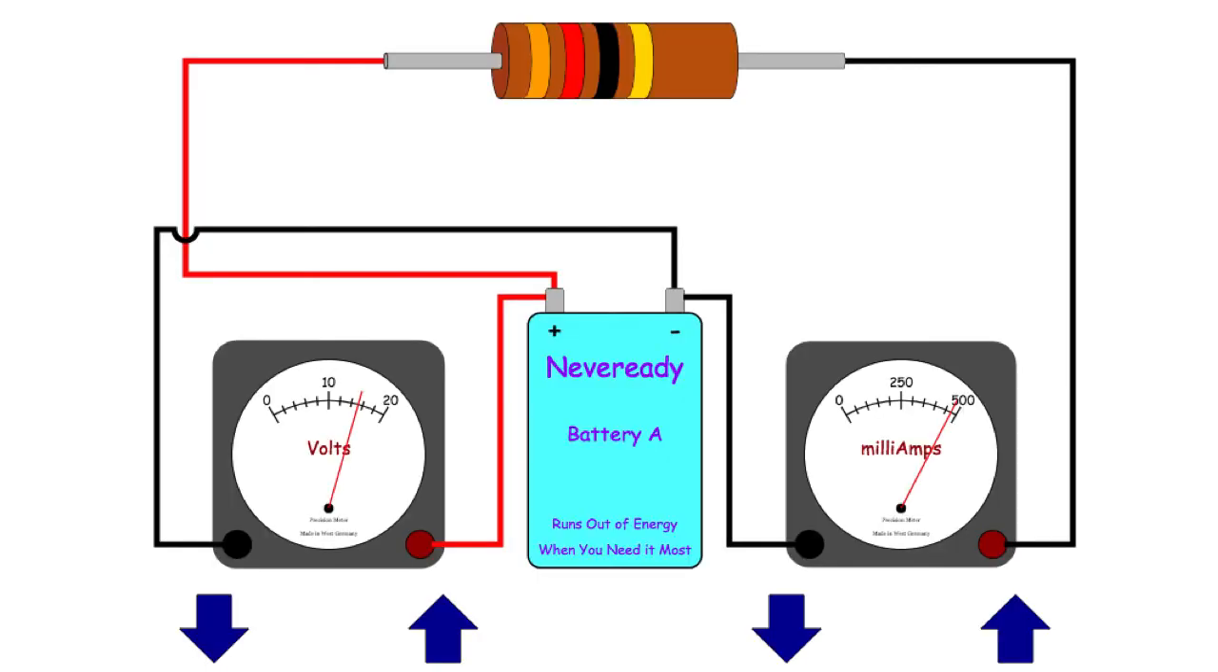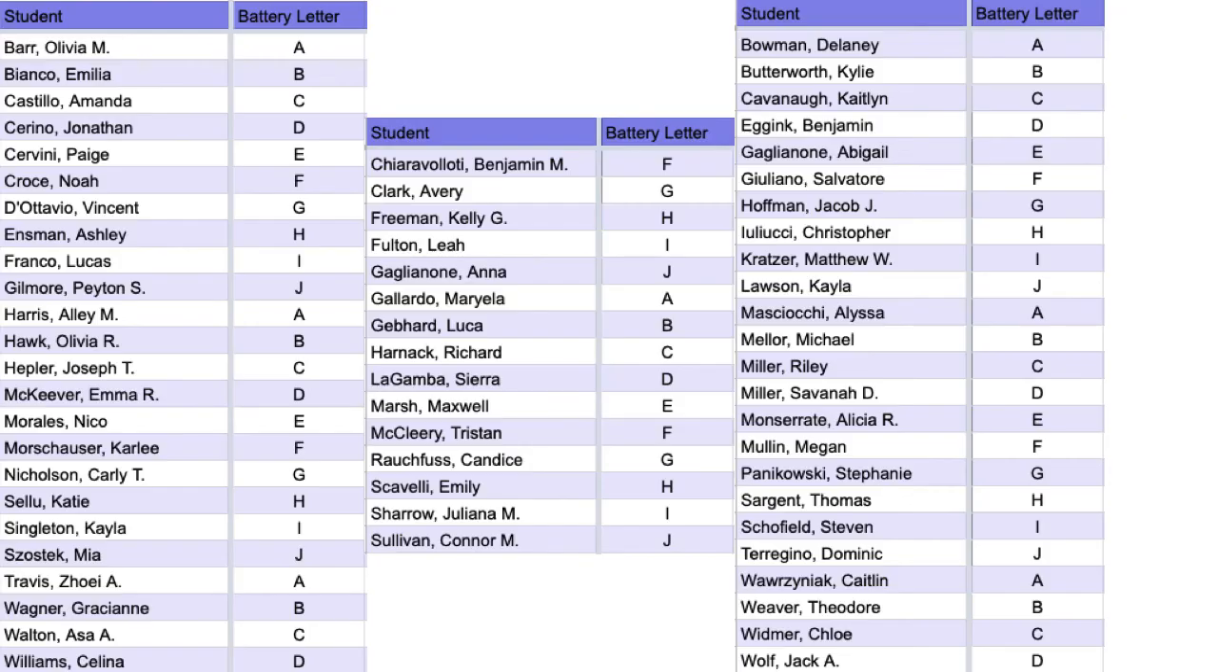In the second part of the lab, you're going to do current versus resistance. So this time, you'll be changing your resistor from trial to trial. You'll set your battery at the beginning and leave it there for the rest of the part. Again, pause the video, find your name, and see what battery you were assigned.